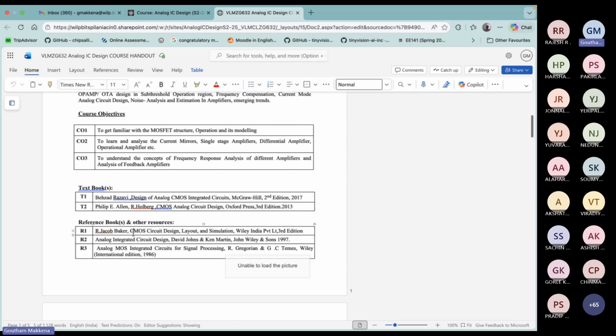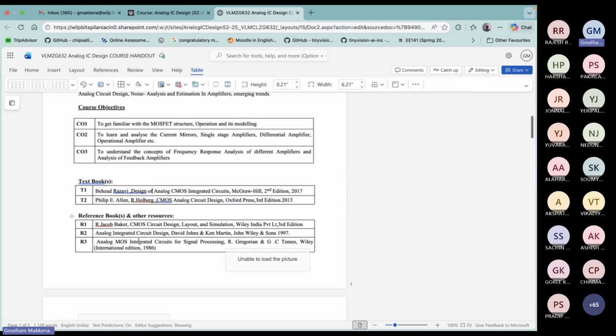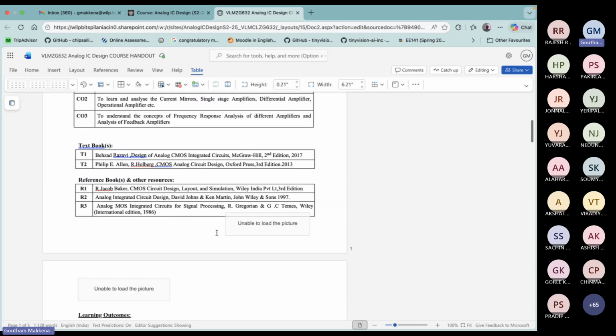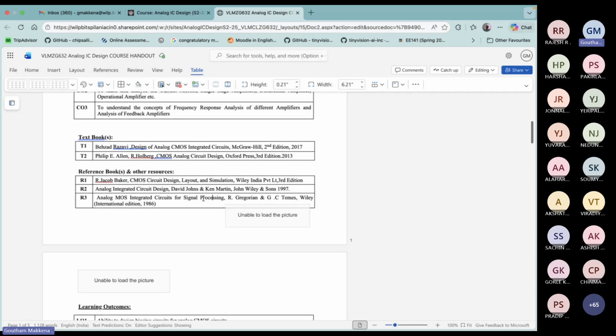Professor Jacob Baker's textbook, and these are all very standard textbooks. Allen and Holberg is a standard textbook, and Ken Martin is also a standard textbook. Okay, and Gregorian and Temes. So this is also a standard one, but it is a little old. But anyway, all these are the standard textbooks and reference books.